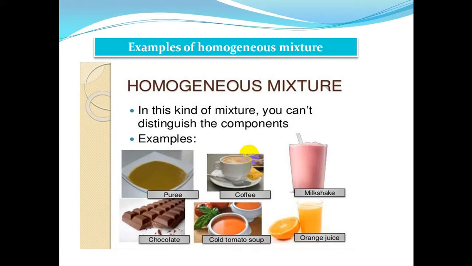Also milkshakes. You cannot distinguish exactly the strawberry from the milk, from the ice. They become like one thing together. Orange juice, like tomato soup, and also chocolate. The chocolate is made from cocoa powder, made from milk, made from maybe butter. So they are mixed completely. You cannot see now the milk inside the chocolate or the cocoa powder alone. They become like one thing.